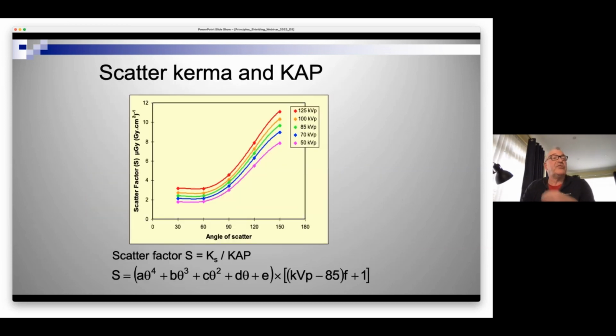So when we did these measurements, this is the typical curve that we got. Same S-shaped curve for all kVs, 50, 70, 85, 100, 125, with more radiation going back towards the tube than going forwards. This is good because this is what people know to be the case. We were able to model the scatter factor in terms of angle theta and came up with this rather awful equation.